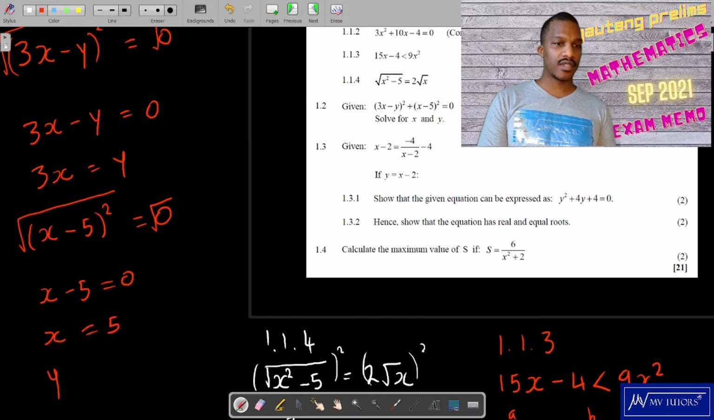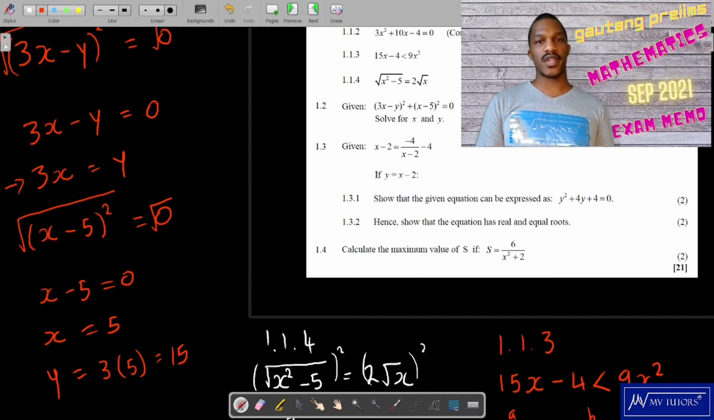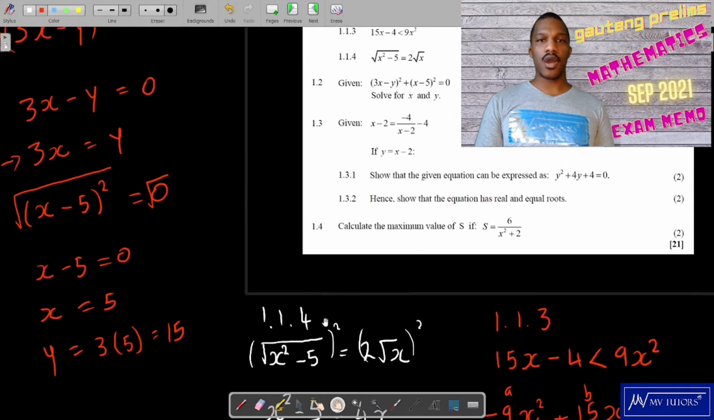But remember, y is equal to 3x. So y is equal to 3 times 5, which is equal to 15. That's it. That's how you do that. So we just solved it quickly. Right. Let us move on now.